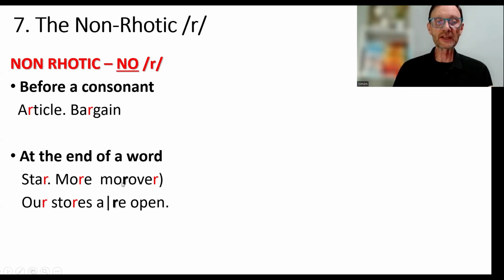Remember, the R in the middle is pronounced because it's between vowels, but it's not pronounced at the end. So in America, this is where you can hear the R sound in most accents. Or, for example, our stores are open. So again, the R is pronounced because it's before it joins another word.